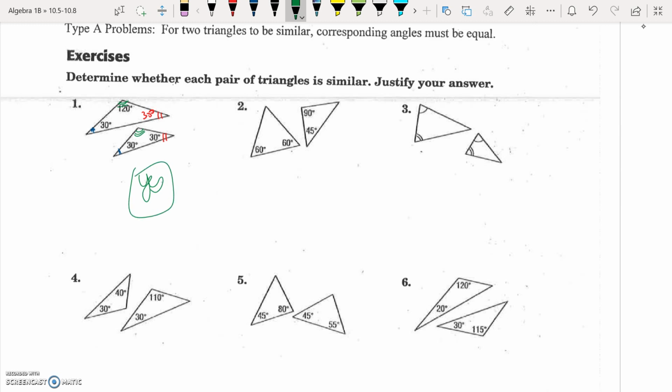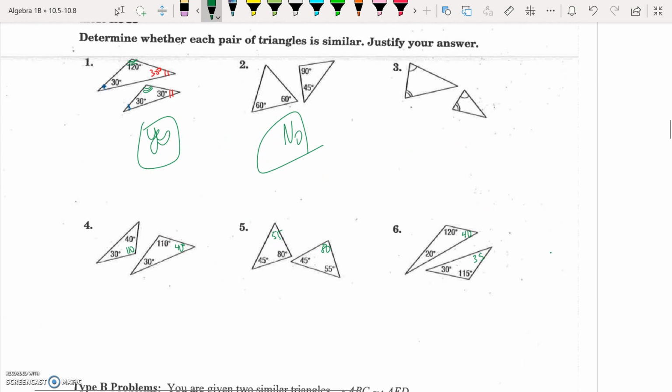In the next example, we have angles of 60 and 60 corresponding with 90 and 45. Neither of those pairs of angles match up at all, so there's no way those triangles are going to be similar to each other. I'd encourage you to pause the video at this point, try to work through those other ones, and then when you're ready, go ahead and restart the video and you can see how well you did.